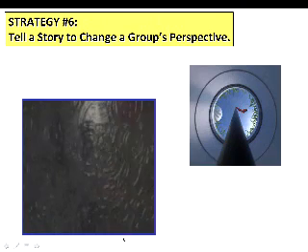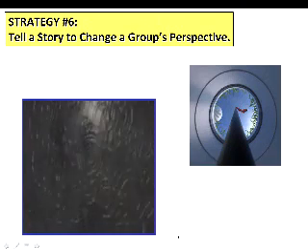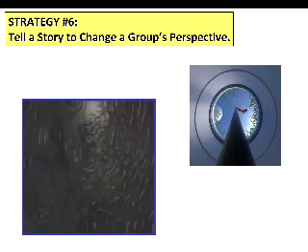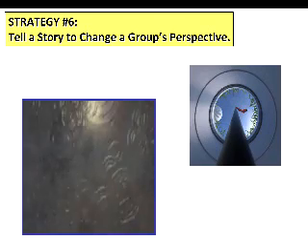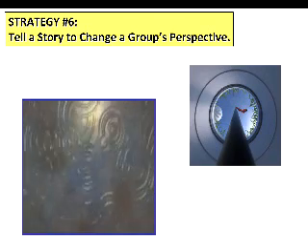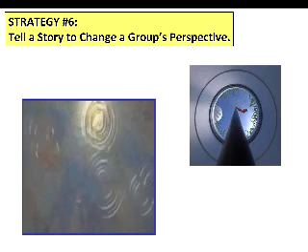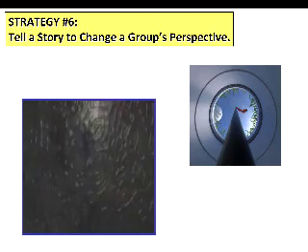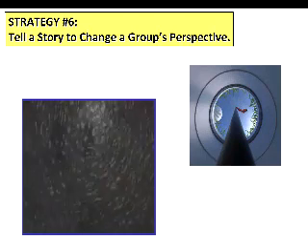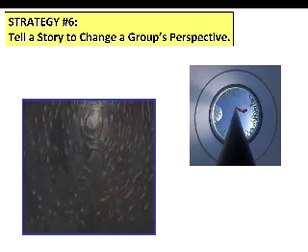Strategy number 6, tell a story to change a group's perspective. What you're looking at here in the lower left-hand corner is actually drops of water falling into a larger body of water. And see all these circles all over the place as the drops collide with one another and create rippling effects. Well, those are like the stories that are going on in your event, and the experiences being shared by people. Your job is to try to help with the change in perspective.